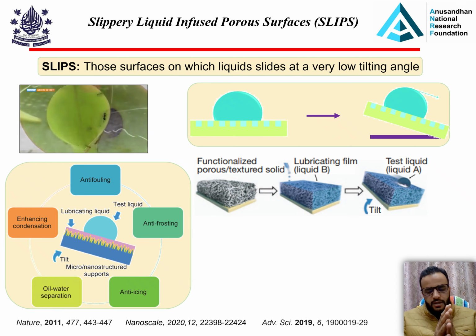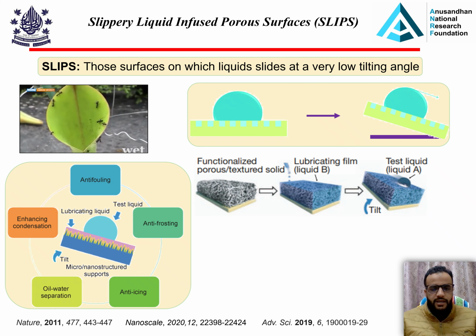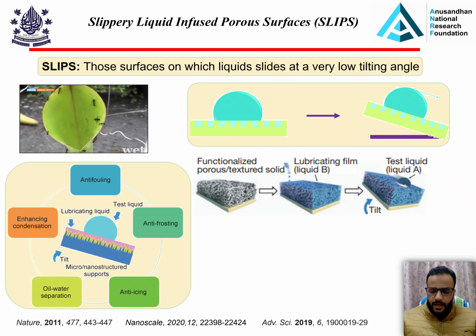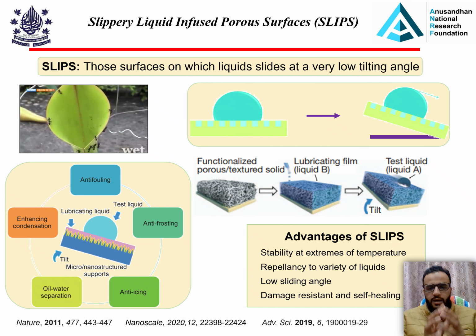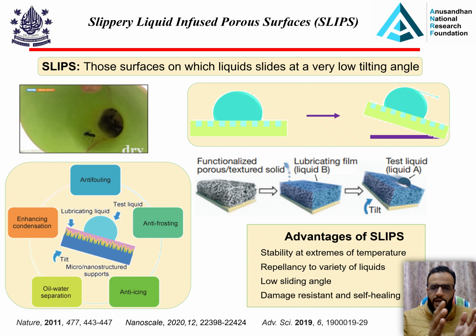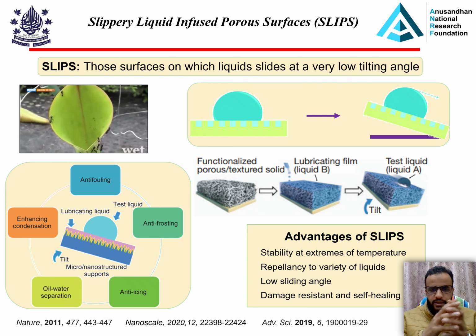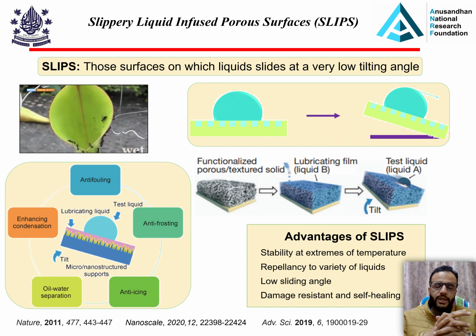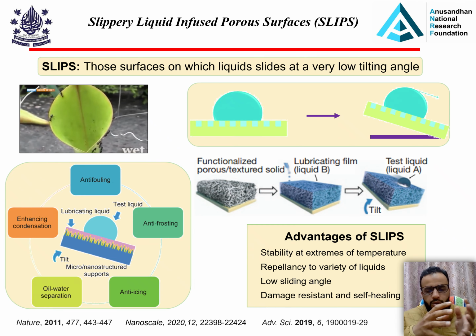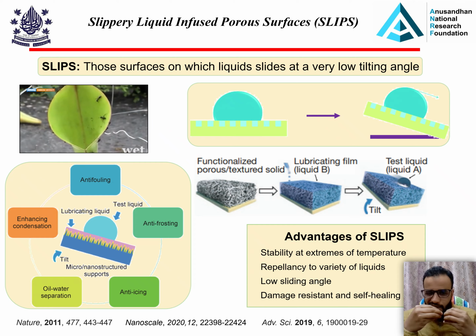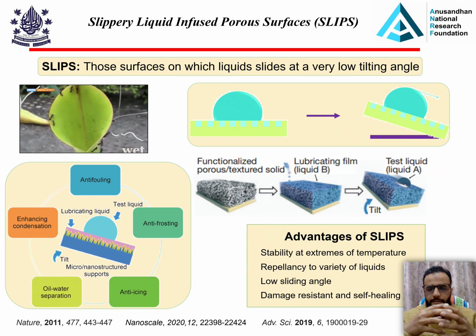So these slippery surfaces have a wide variety of applications like anti-fouling, anti-icing, anti-frosting, as well as anti-corrosion applications. As I mentioned previously, superhydrophobic surfaces are unstable at extremes of conditions like temperature and pressure. They are only repellent to liquids with a very high surface tension, like water. They are unable to repel low surface tension liquids like oil, and they are not resistant to various damages and abrasions.